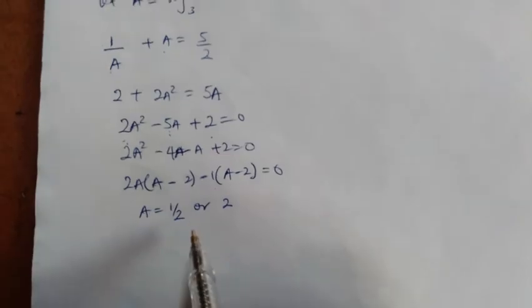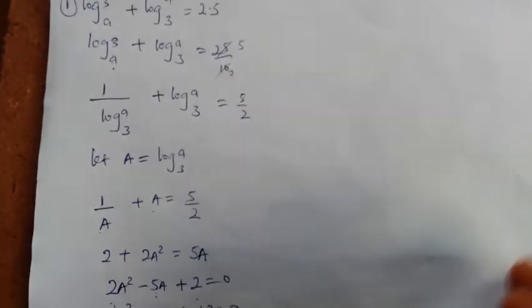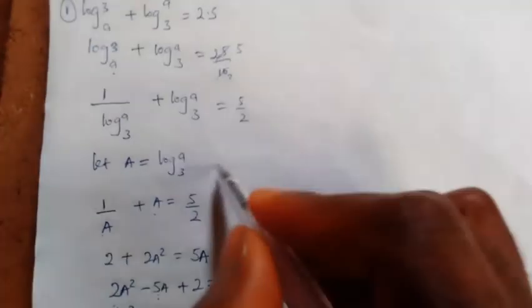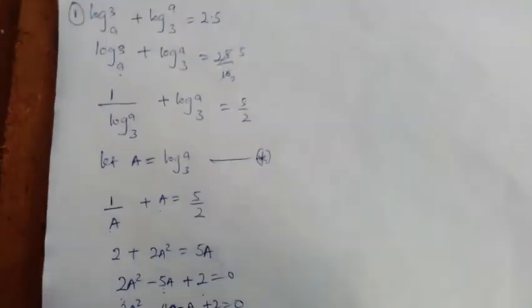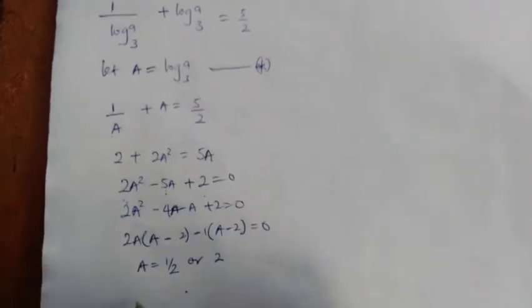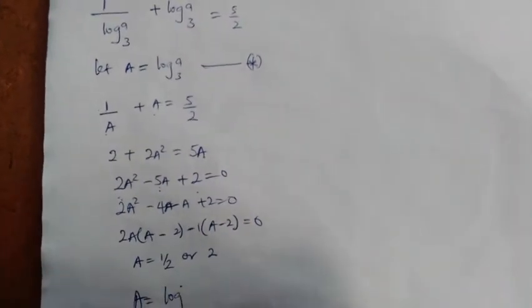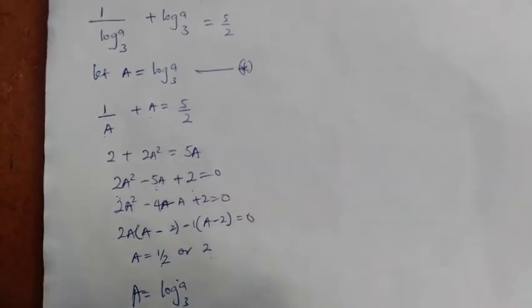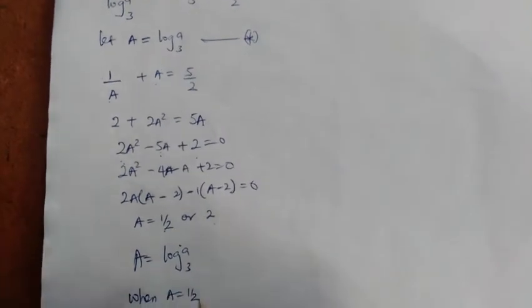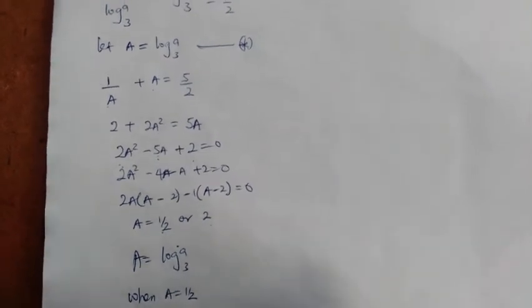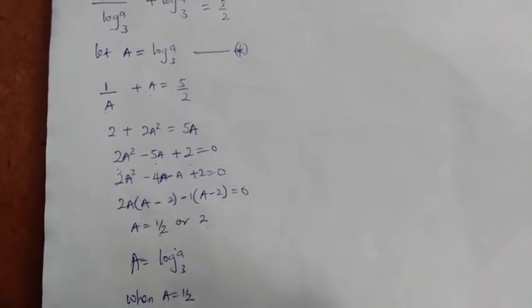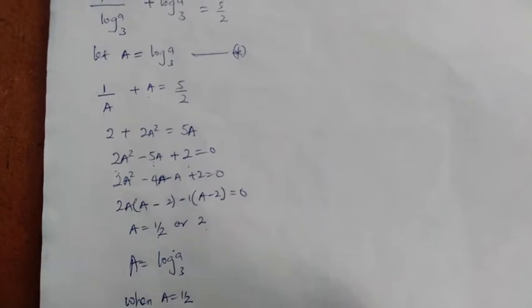Now, I'm not looking for this big A. I'm looking for this small a in this question. So recall, A is equal to log a base 3. When big A equals 1 over 2, we have 1 over 2 equals log a base 3. It means that a is equal to 3 raised to power 1 over 2. That's the square root of 3.